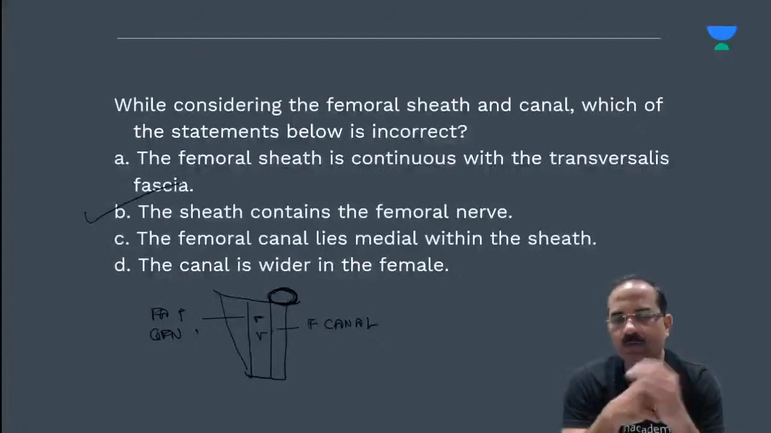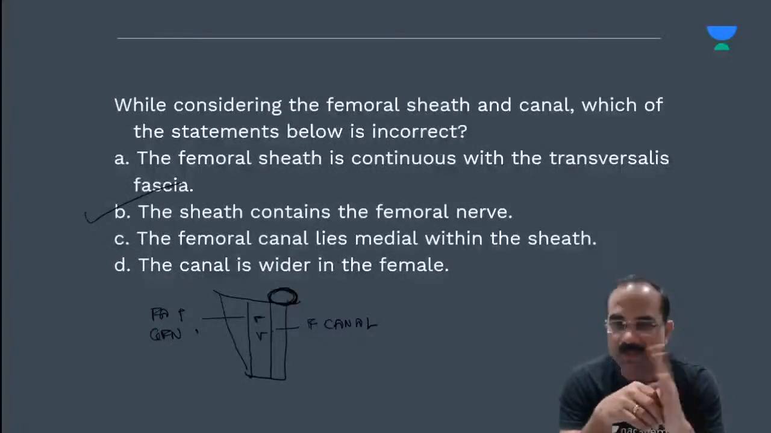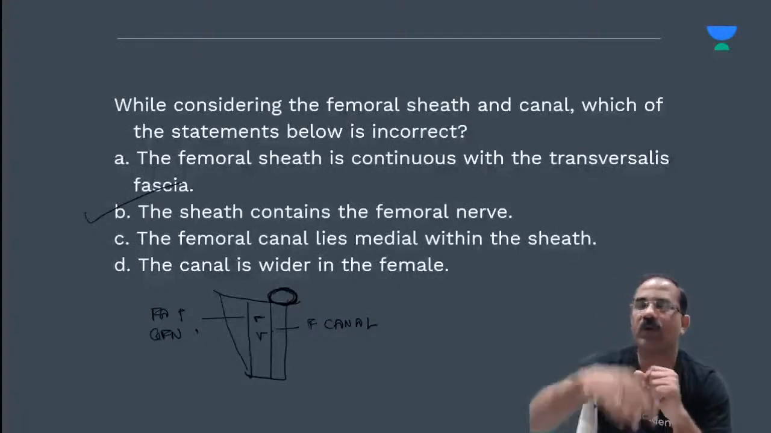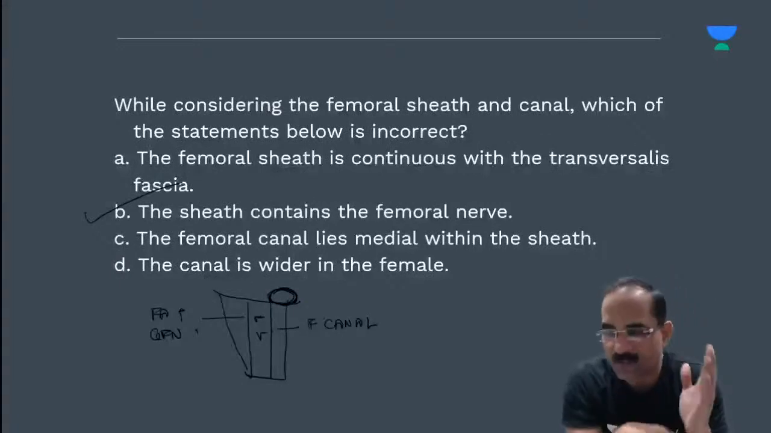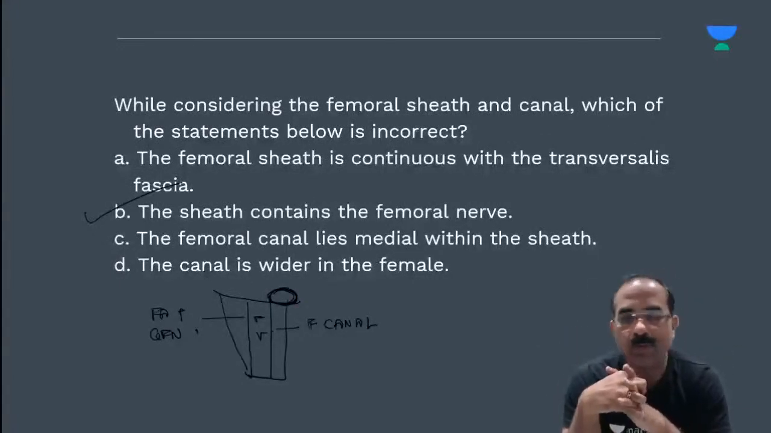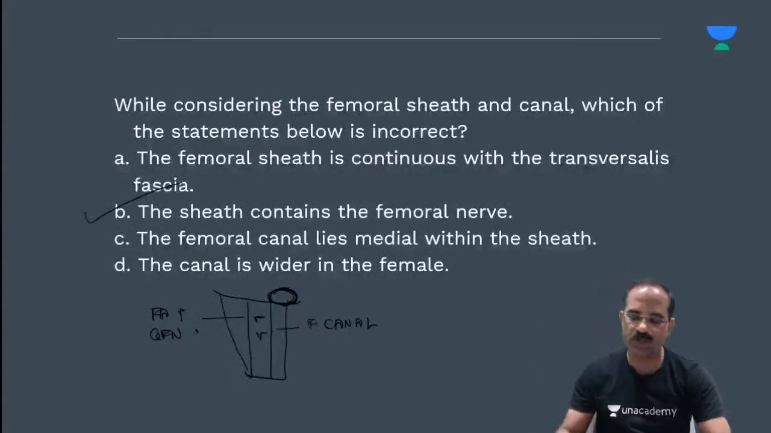The anterior wall of the femoral sheath is formed by fascia transversalis. That's the fascia of the abdomen. The anterior abdominal wall's fascia transversalis comes down. That's the anterior wall of the femoral sheath. And the posterior wall of the femoral sheath is formed by the fascia iliaca.